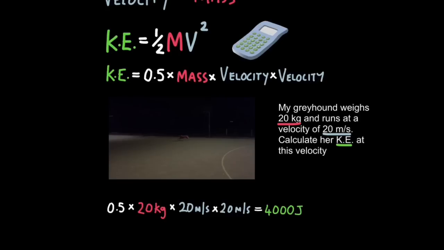Well, it's simply a matter of plugging everything into this equation. You do 0.5, which is given in the equation, that doesn't change, multiplied by mass, which is 20 kilograms, multiplied by velocity, which is 20 meters per second, by velocity again, 20 meters per second, which will give you 4,000 joules of kinetic energy. May look complex, but actually it's quite easy. You're just plugging in the numbers where you see them into this formula.